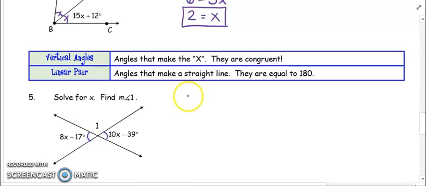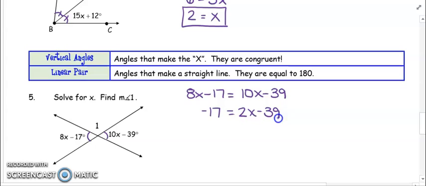I'm going to mark them equal to each other, and I'm going to set 8x minus 17 equal to 10x minus 39. I'm going to subtract the 8x, so that is negative 7x is equal to 2x minus 39. I'll add the 39, giving me 22 is equal to 2x, and I'll divide by 2, so I've got x to be equal to 11.